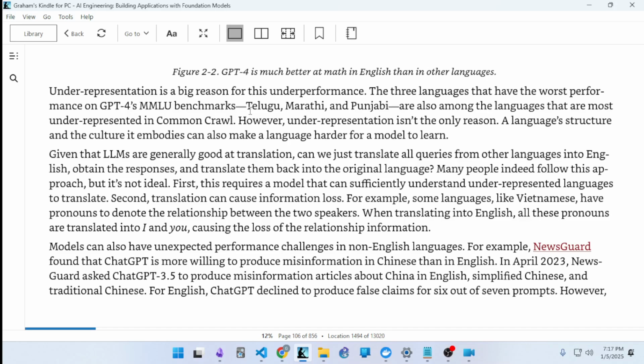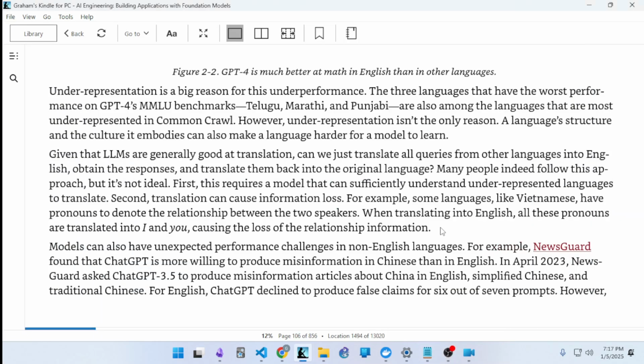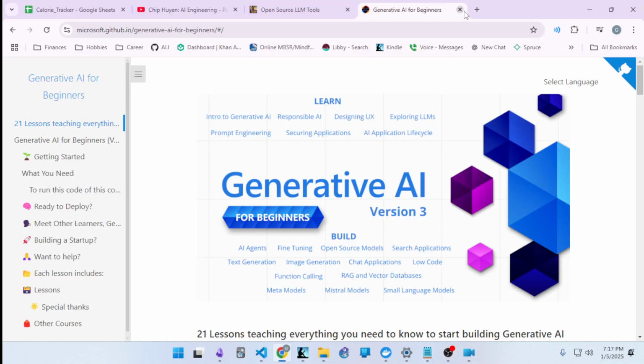All right, moving on. So figure 2-2, GPT-4 is much better at math in English than in other languages. Underrepresentation is a big reason for this underperformance. The three languages that have the worst performance in GPT-4's MMLU benchmarks: Telugu, Marathi, and Punjabi. The Punjabi is, what is Punjabi?